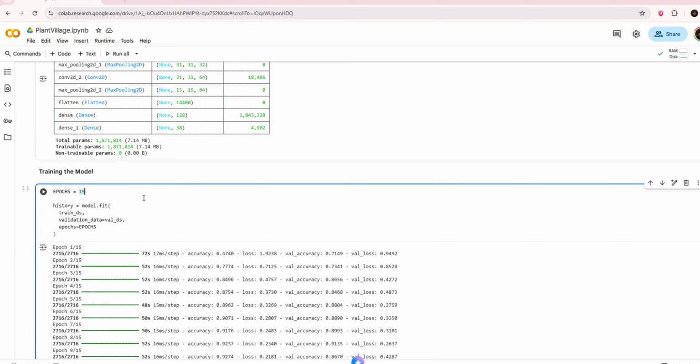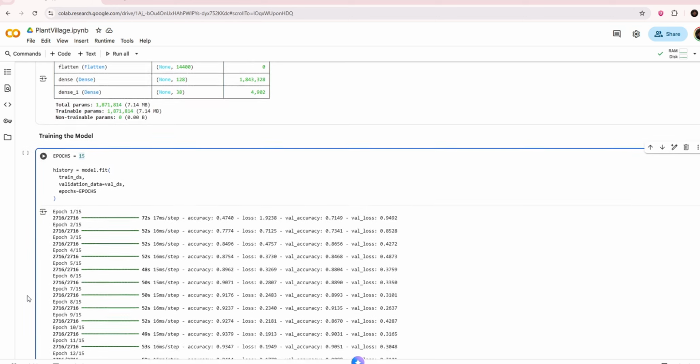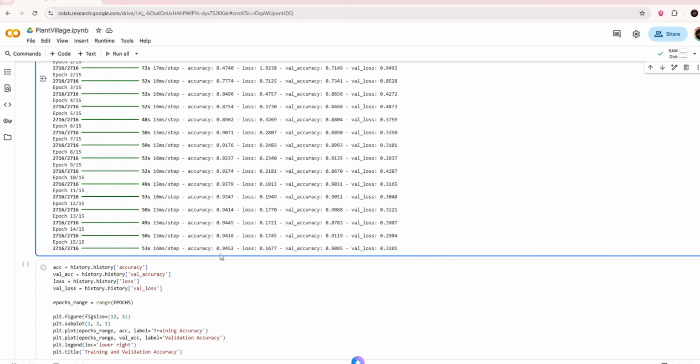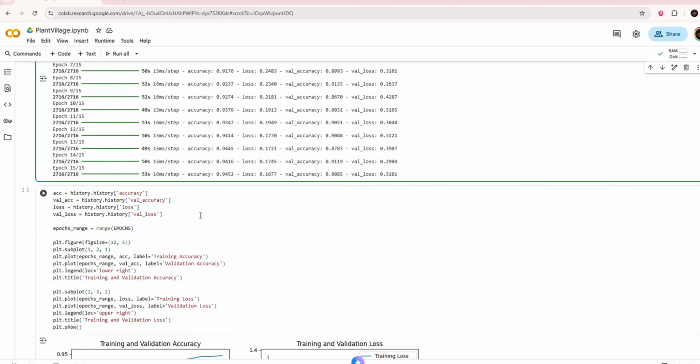I used 15 epochs to train the model using the given dataset, and in each epoch you can see the training accuracy and the validation accuracy increasing while the training and validation loss reduce. At the final epoch, we get 94% training accuracy with 0.1677 loss, and in the validation part we get 0.90, which means 90% accuracy on the validation dataset, and the validation loss is 0.3101.